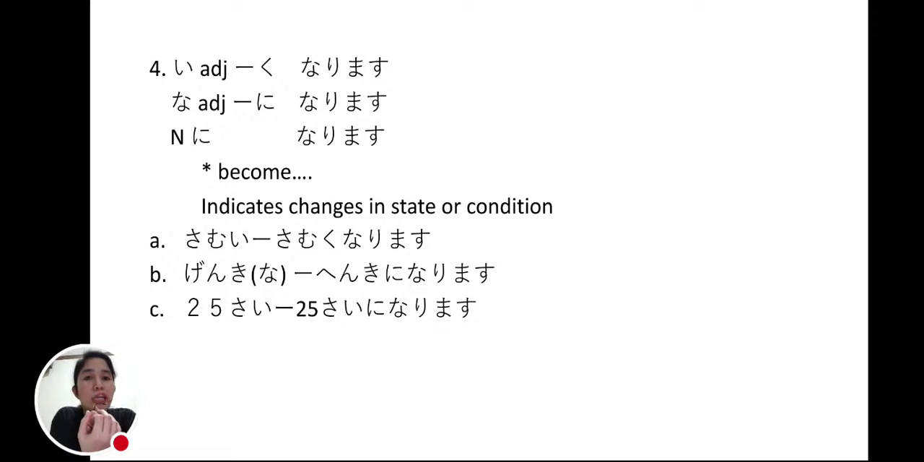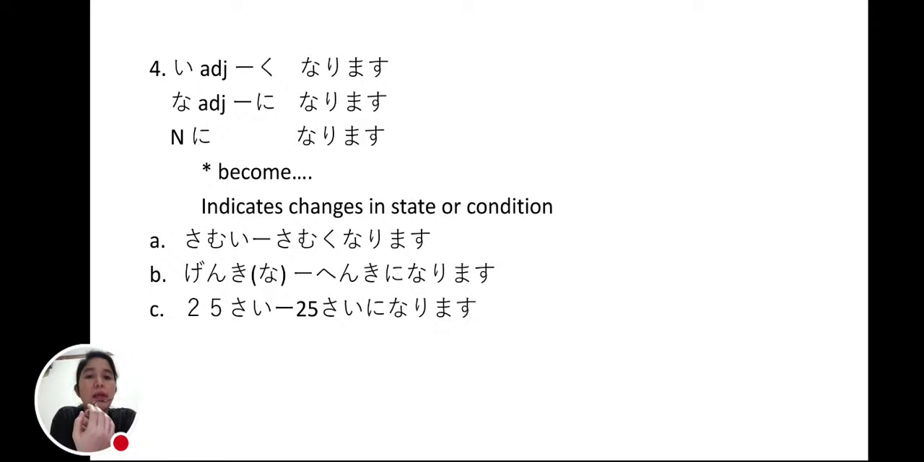So for i adjective, you just remove the i and change it into ku. And then add narimasu. For na adjective, remove the na and then add ni narimasu. For noun, add ni narimasu. So we have examples A, B, C.